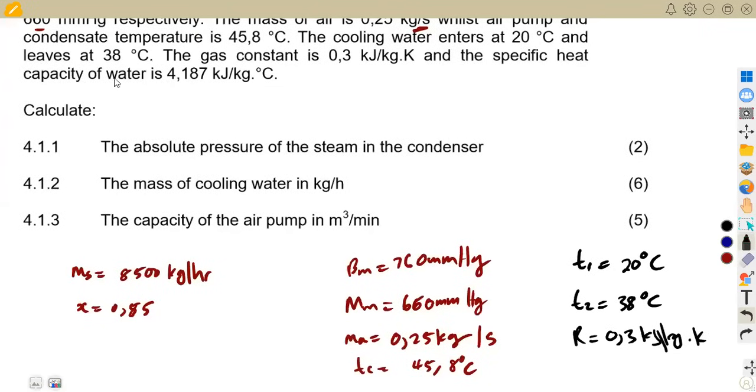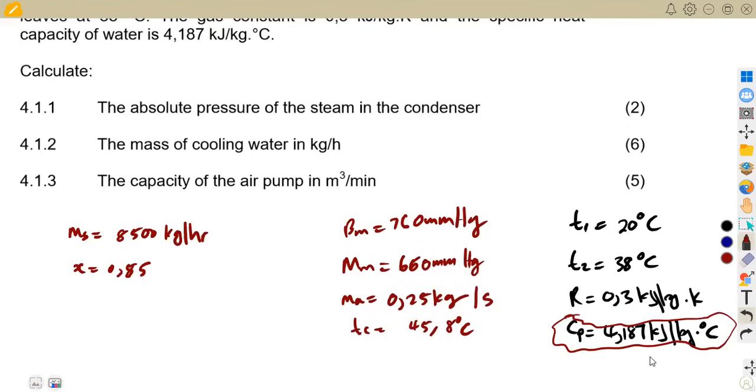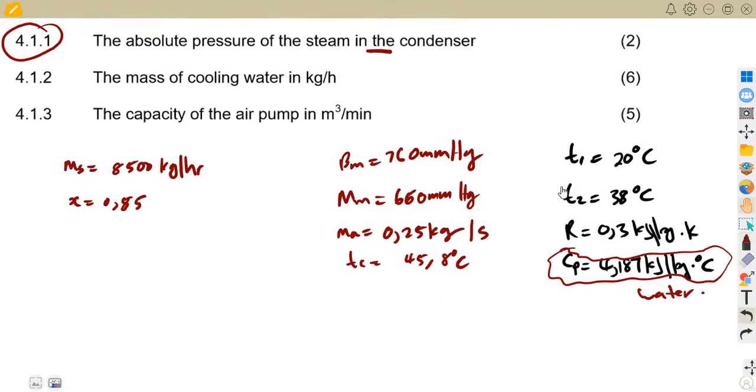Then the specific heat capacity of water, 4.187 kilojoule per kg degrees Celsius. So we're going to have this one for water in this case. Okay, that's it. Question 4.1.1: calculate the absolute pressure of steam in the condenser. So we need the absolute pressure.